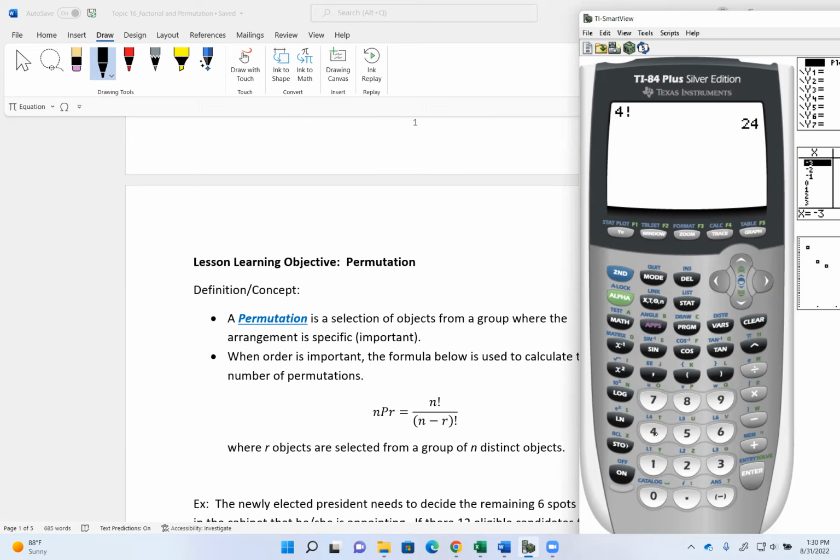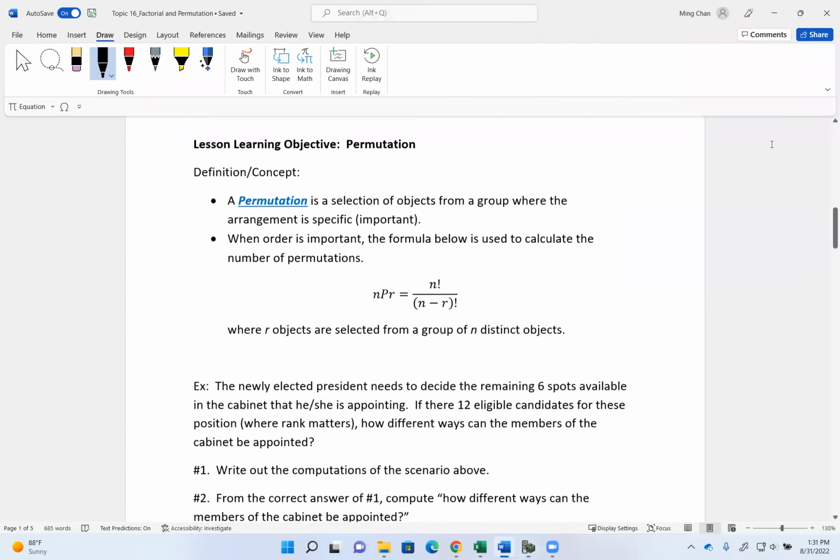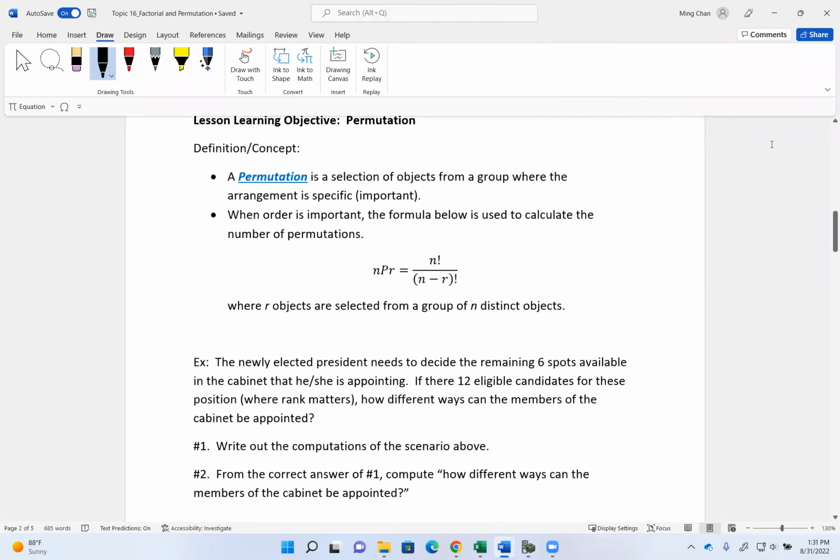You type in the number 4, go to math, highlight the word PRB, and then choose number 2. Now you type in the selection, the R, which is 4. 4 choosing 4 is 24, just like 4 factorial. Permutation is where the order matters or the arrangement is specific.